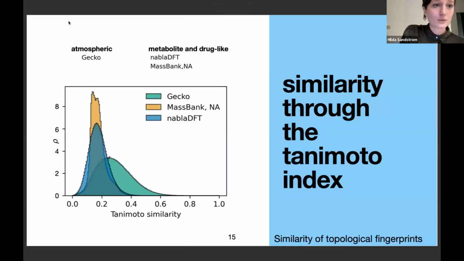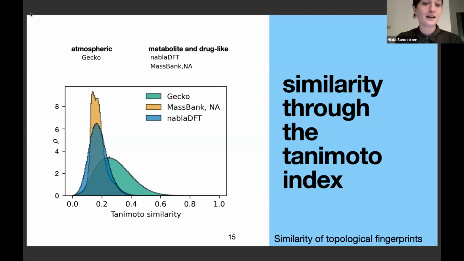So I did a pairwise similarity analysis for the largest atmospheric dataset that I have, which is the Gecko dataset. And I compared that to the non-atmospheric datasets, which were the metabolite and drug-like datasets. What you see in this figure are the distributions of the Tanimoto index. The green distribution corresponds to the similarity of the Gecko molecules with each other. So that's my reference distribution.